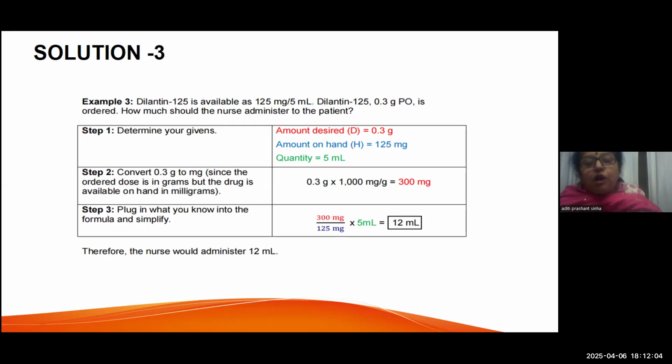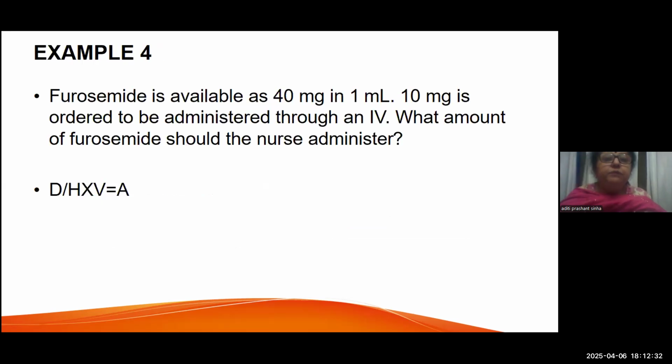So how much dilantin is to be given? Now I have to administer 12 ml of dilantin to the patient to get the desired amount of 0.3 grams. I hope I am able to clear the message I wanted to give you, that you have to convert grams into milligram because the available drug was available in the form of milligrams, not grams. Clear? Now look at the next example.